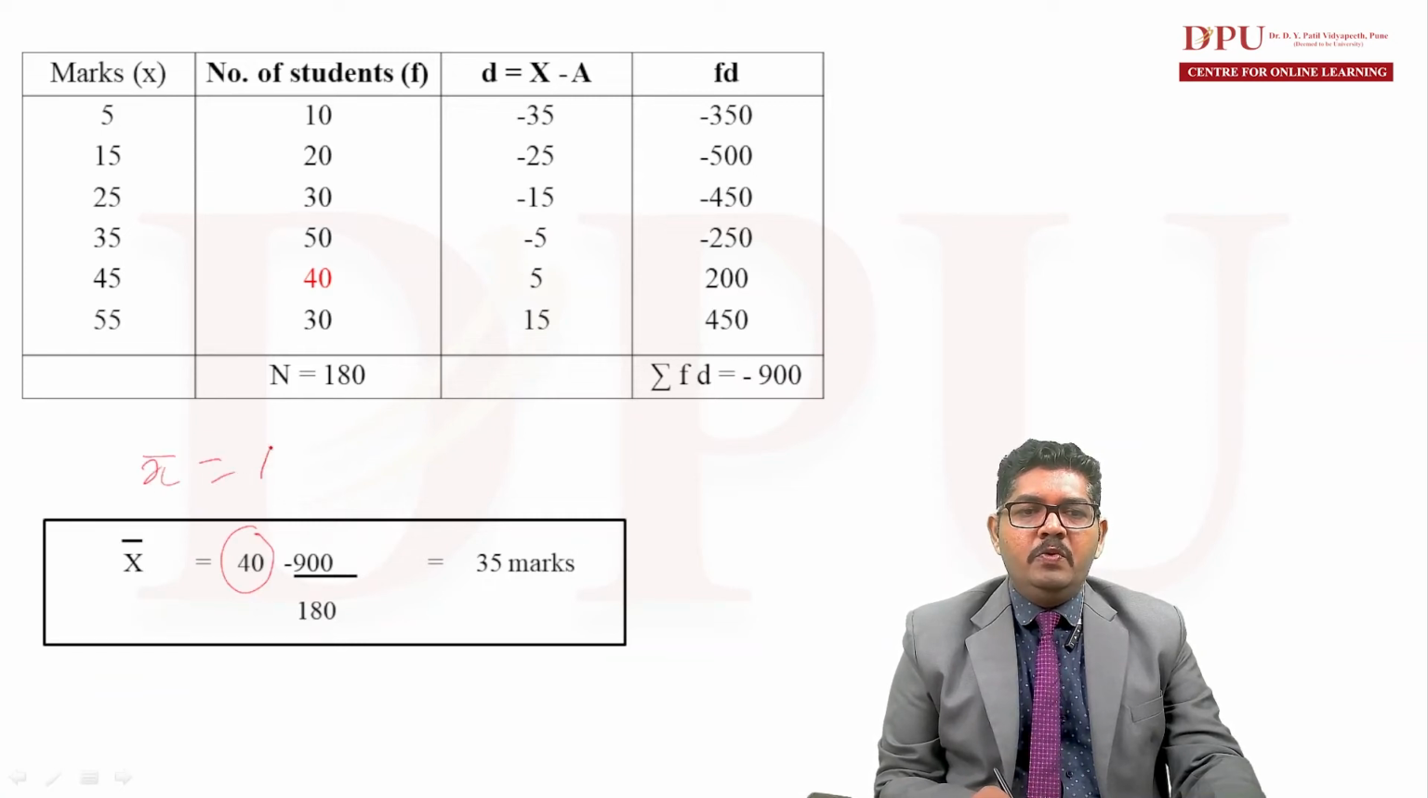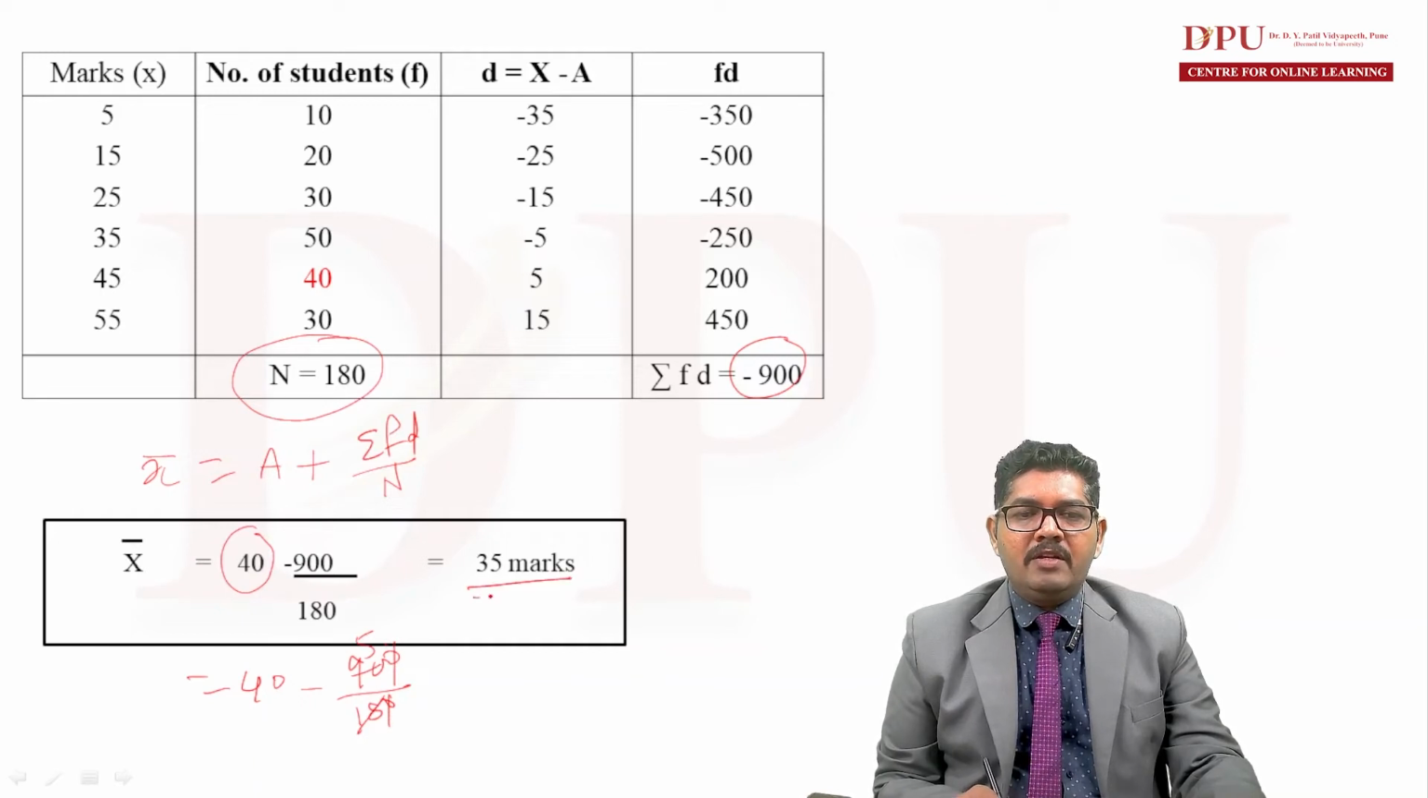X bar is equal to a plus summation of fd divided by n. So a is the assumed mean 40, summation of fd is minus 900, and n is the number of observations, which is equal to summation of frequency. So 40 minus 900 divided by 80, 180. So the 0 0 got cancelled, 18 5s are 90. So 40 minus 5 is 35 marks.